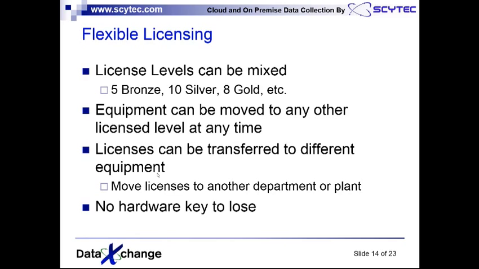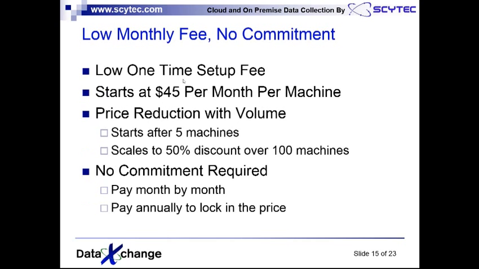Again, as you'll see on the next page here, you can mix and match the licensing levels. So you can have, again, any combination of them. You can move licensing levels between machines very, very simply and easily. So it's very, very flexible. There's no hardware keys you need to worry about at all. It's 100% done through software. Again, the ability to transfer just through the user interface between different machines is very, very nice and flexible.